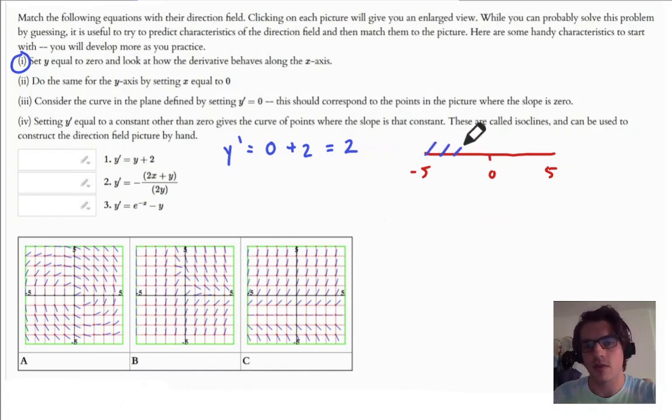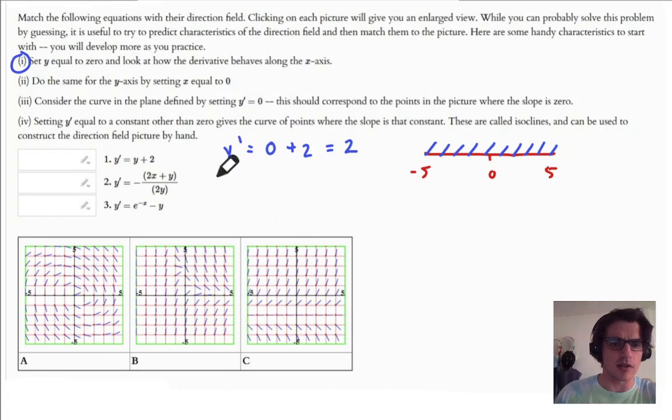So it's something like this, right? Little lines with, maybe that's not 2, but close enough. So it's going to be constant as we move along the x-axis. And actually, we can think about this equation, y prime equals y plus 2. If we change x, nothing happens to our derivative. So, a picture where, as we move from left to right in the x direction, nothing is changing. This is a good sign. This is likely to be our answer.